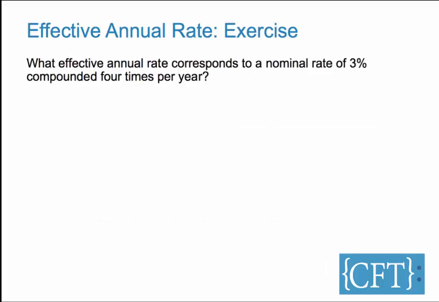It's time for another exercise. What effective annual rate corresponds to a nominal rate of 3% compounded 4 times per year? You'll need to use the formula from the previous slide that relates the nominal rate to the effective annual rate. Once again, we've set up the problem in an Excel workbook. So pause the video, go to the workbook, and try to find the answer. And when you think you have the answer, come back here.